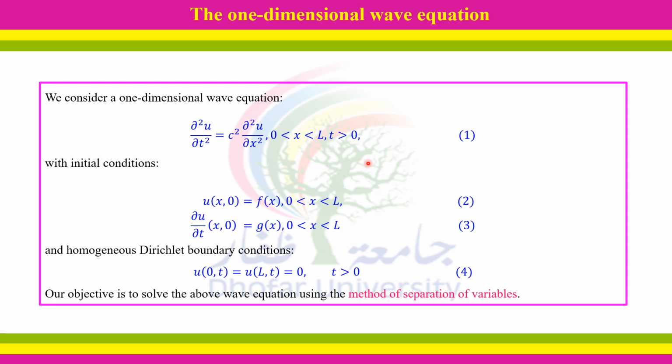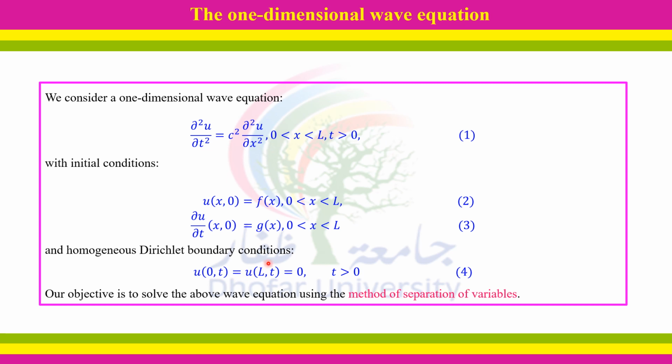Associated with this differential equation are two initial conditions. The first initial condition: u of x and 0 equals f of x for x in 0 and L, and partial u by partial t of x and 0 equals g of x for x in 0 and L. We also have homogeneous Dirichlet boundary conditions, this condition in equation 4.